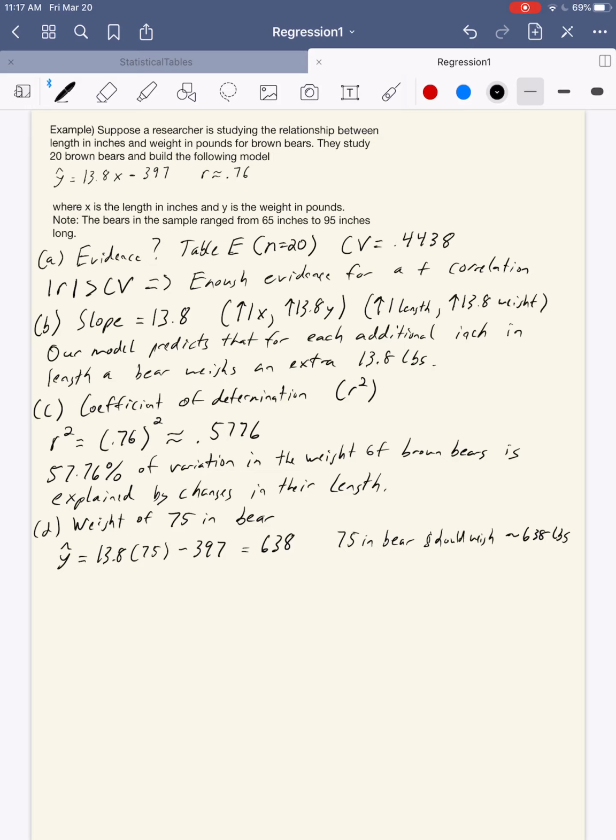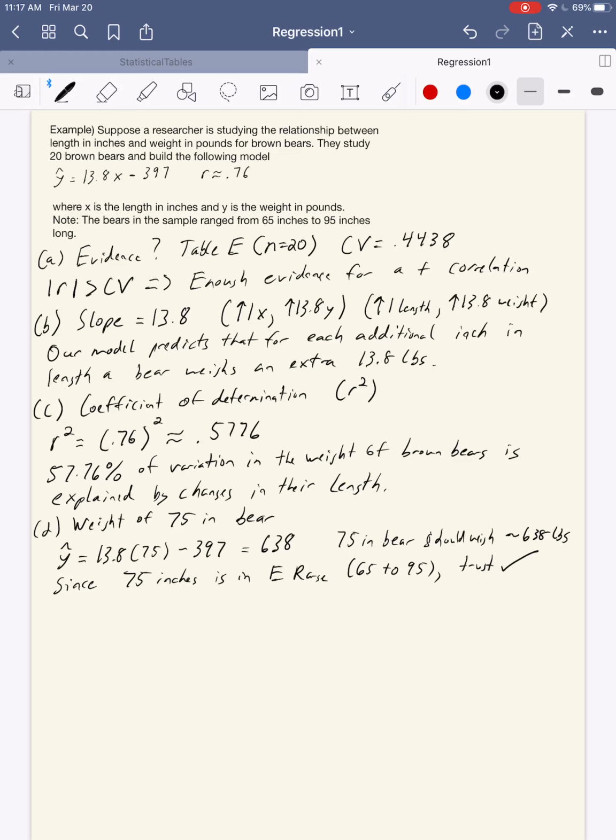Now, the question also asked us, would we trust this? Well, how do we determine if we would trust it? Well, we ask ourselves, did we see bears that were sort of similar in length to this? If we look back, we know that the bears sort of were from 65 to 95 inches long, and 75 inches is right in there. So we would say, since 75 inches is in the explanatory range, which was 65 to 95, we do trust the prediction. So we're comfortable making that prediction because there were bears in our sample similar to the one that we're trying to make this prediction about.